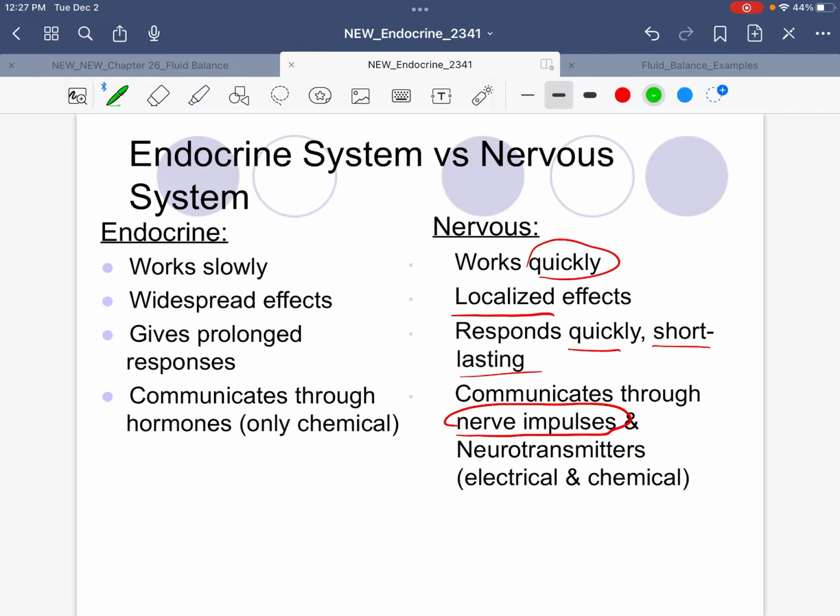Let's contrast that to the endocrine. The endocrine system is going to communicate through hormones. Hormones take longer. They work more slowly. It takes time for a gland to release a hormone, for the hormone to be put into the bloodstream, to travel through the bloodstream, and so on. However, it has widespread effects.